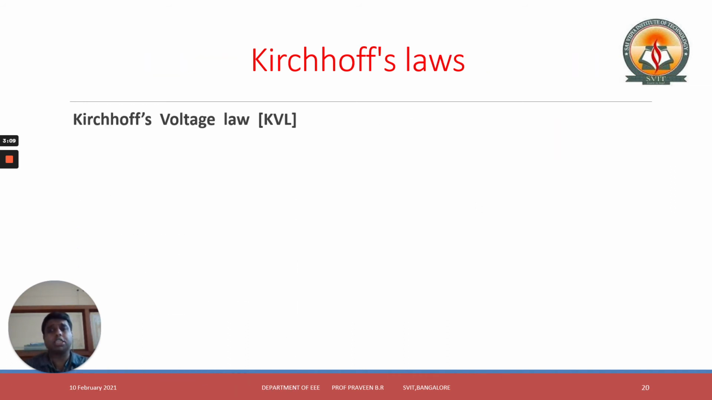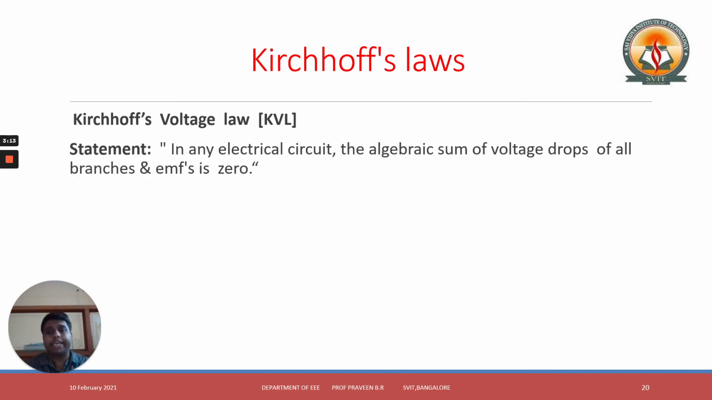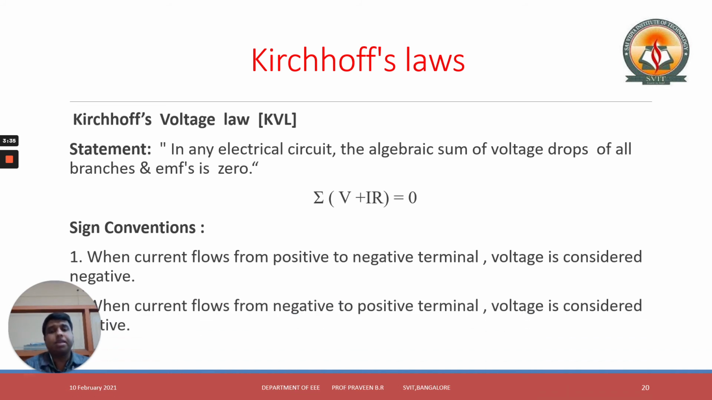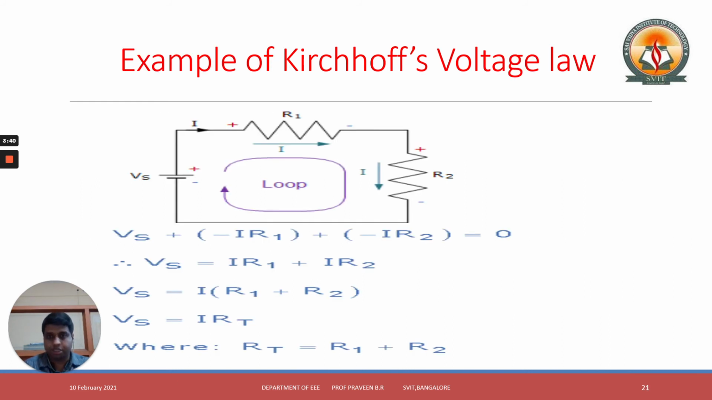Let us see what is Kirchhoff's voltage law. The statement of Kirchhoff's voltage law is: the algebraic sum of voltage drops and EMFs in a closed loop is equal to 0. So summation of V plus IR is equal to 0. There are certain sign conventions. When current flows from positive terminal to negative terminal, the voltage is considered to be negative. When current flows from negative terminal to positive terminal, the voltage is considered to be positive.